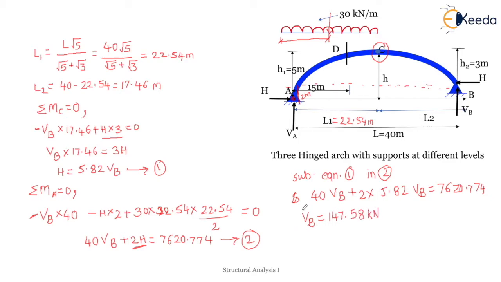It's very important to write the units. Once we get VB, then substitute again. We can substitute this value in equation 1 to find out the horizontal thrust. So our horizontal thrust will be nothing but 5.82 into 147.58, so it will be 858.92.